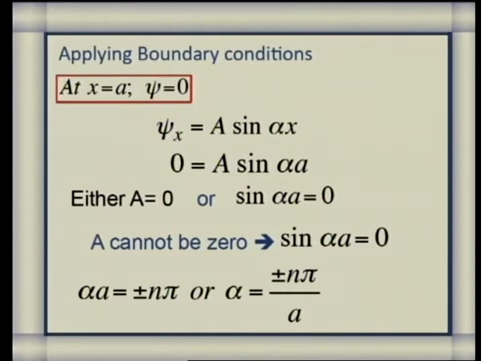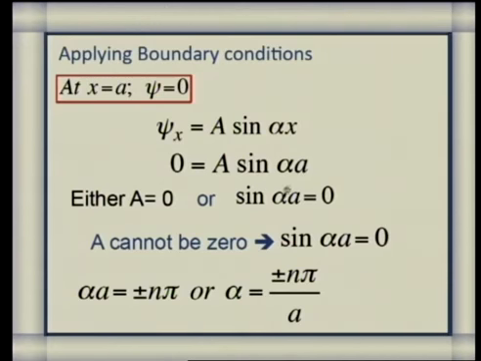Particle cannot exist. So by logic we can say it must be true that sine alpha a must be equal to 0. That is what we get by forcing our wave function to comply with the second boundary condition. What do I get? Alpha a is equal to plus or minus n pi, because sine can be 0 only if the theta part of it is equal to plus or minus n pi. For any other value, there will be some value there. It won't be 0.